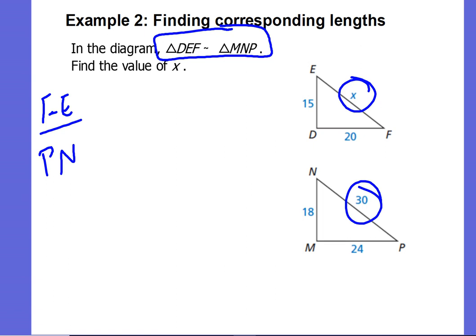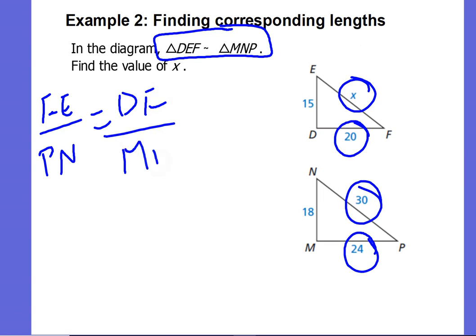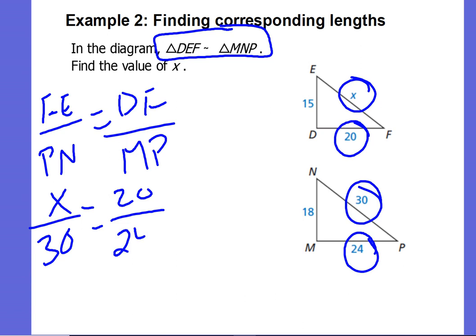So we also know that DF corresponds to MP. Then go ahead and just substitute from there. EF over PN, PN is a value of 30. DF has a value of 20. And MP has a value of 24.